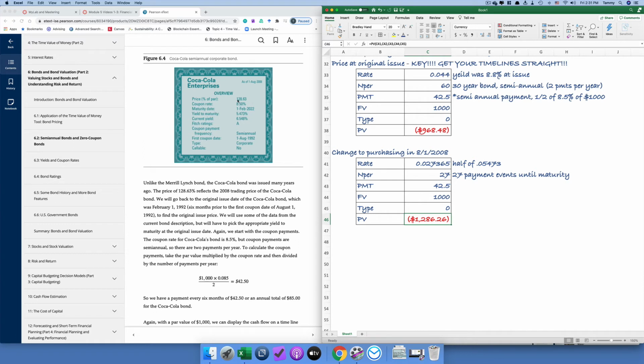More to the point, if this is the price that people are willing to pay for this bond, then this is sort of the imputed yield, right? So this price implies a yield of 5.4% a year for this series of payments for the remaining 27 payments left in the life of the bond.